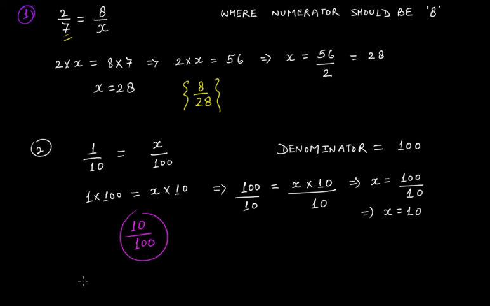So here we are using the cross product, and using the cross product we are just finding the numerator or the denominator, depending on which value has not been given, and therefore you will get the equivalent fraction. So this is one of the uses of cross product. There are many uses of cross product. So this is what an equivalent fraction is, using a cross product.